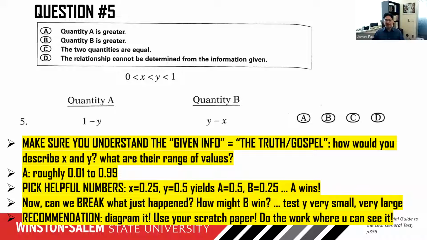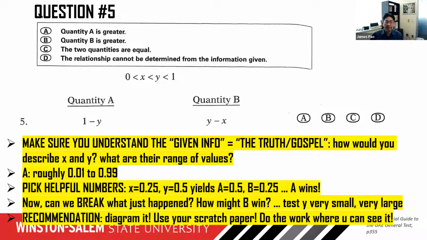All right, so what I'm going to want to do is test a Y that is very small and test a Y that is very large, and then see what happens. So again, I'm going to recommend my final bullet, diagram. Use your scratch paper. Do the work on paper, because if you can't visualize and draw it out, it's going to be much harder to do in your head. Very, very hard to do in your head. So I do not recommend that at all.